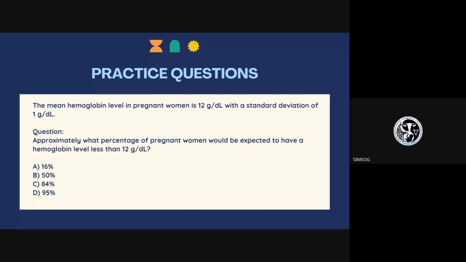Okay, and this is the last question I want somebody to try. Does anybody want to try? The mean hemoglobin level in pregnant women is 12 gram per dl with a standard deviation of 1 gram per dl. Approximately what percentage of pregnant women would be expected to have a hemoglobin less than 12 gram per dl? Remember, 12 gram is the mean, and they're asking approximately what percentage of pregnant women would have hemoglobin less than 12. So just imagine the graph and raise your hand for now for this one.